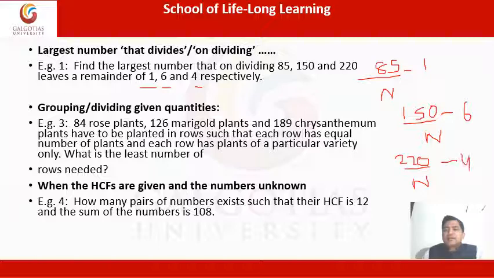Now this means if I subtract 1 from 85, then 84 will be completely divisible by n, isn't it? Similarly, 150 minus 6, 144 will be completely divisible by n. So 84 and 144 will both be completely divisible by n. Similarly, when I subtract 4 from 220, I get 216, which will be exactly divisible by n, correct?